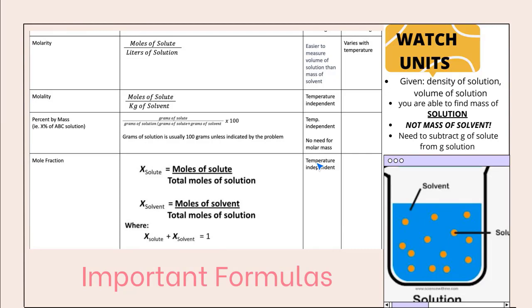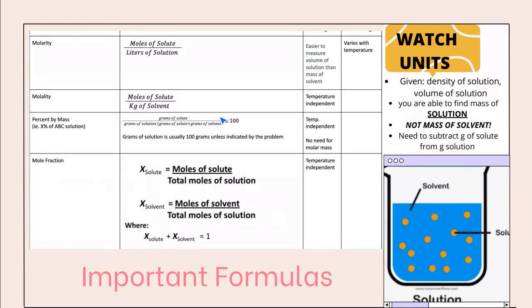So a couple tips that I can give you for this is to watch what you're solving for. Let's say in the problem you're given the density of your solution and the volume of the solution. However, when you solve for mass, pay attention to what you're solving for, because you're able to find the mass of solution, not the mass of solvent. What a lot of students do is that they'll just take this number found, the mass of solution, and plug it into the molality formula.